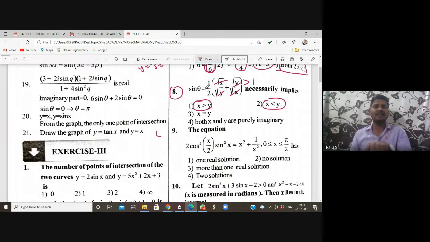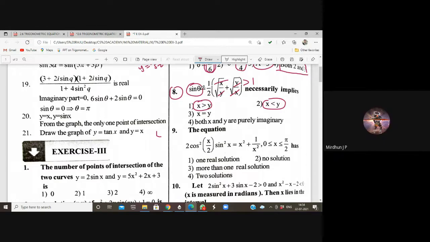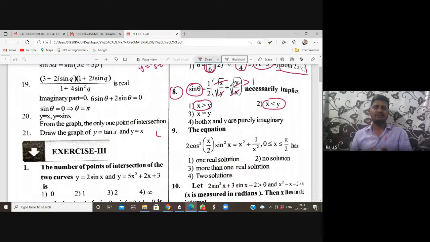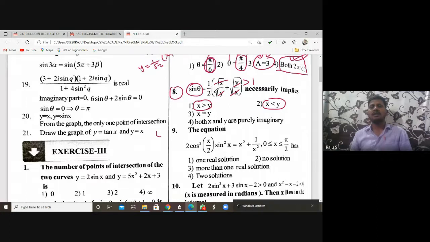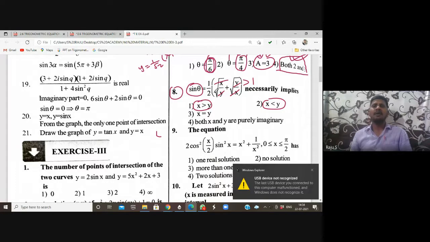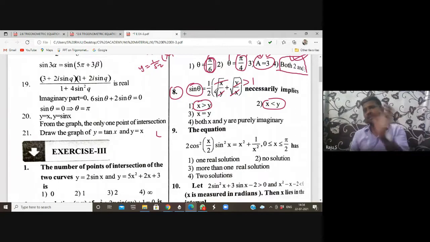Whenever it is greater than 1, is sin theta possible? No, sir, it lies between -1 and 1. But of course, square root is there. Whenever square root is there, then in that case, what will happen here? It should be a positive. So finally, we are getting positive values like 0 to 1. 0 to 1 only possible values are there.